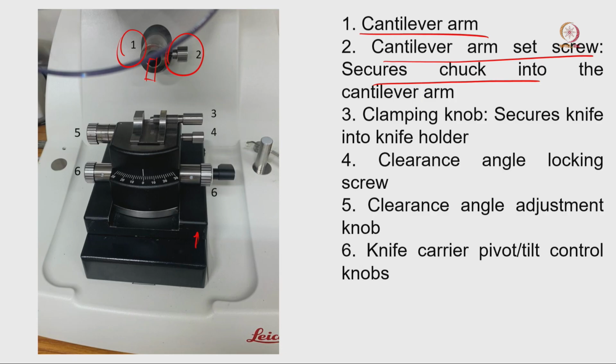Okay, so the next one. There are some other parameters where you have to fit your glass knife here, and for different angles during the cutting, you have to move your glass knife to a different position, a different angle. You can use those screws to adjust the glass knife at a different position. And this is another screw, the knife carrier pivot or tilt control knob. This will help you control the knife carrier pivot point, or the tilt controller.